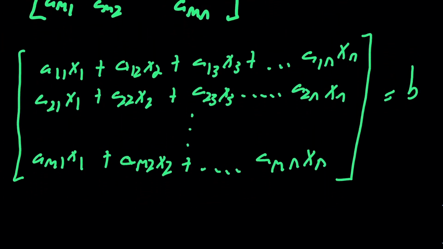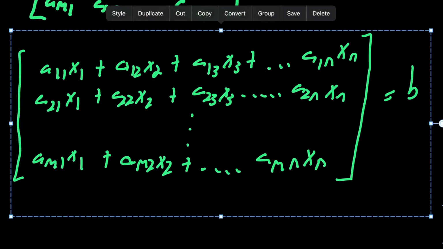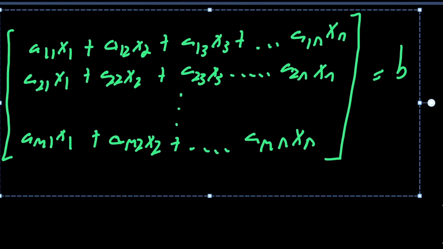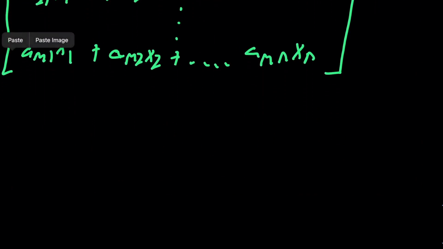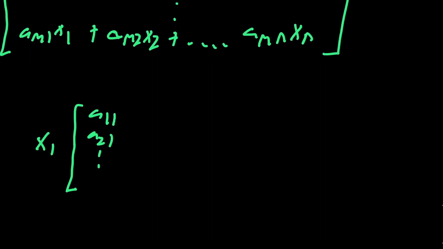Now, one thing that I hope you guys notice is that there is a term that can be factored out. I'll have you guys guess what it is. And if you guys said that it is your x terms, you would be correct. To demonstrate, we can do x sub 1 times a sub 1,1, a sub 2,1, all the way down to however many rows the coefficient matrix has.